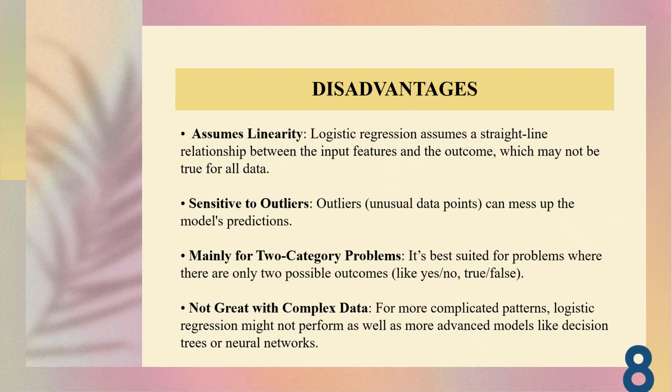Coming to its disadvantages, it only assumes a linear relationship among the data, and it is really sensitive to outliers. It can also take outliers. Outliers are actually anomalous values that can come in. So if they come in, the prediction would be incorrect.